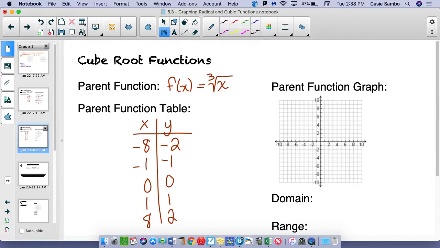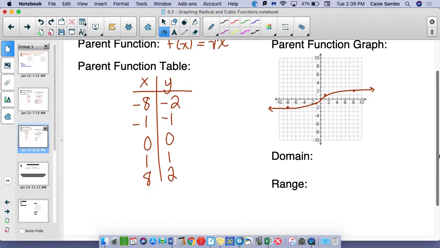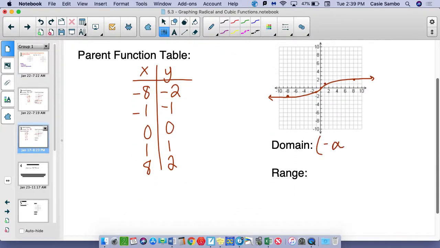Again, we'll graph them. So we've got negative 8, negative 2. Negative 1, negative 1. 0, 0. 1, 1. And 8, 2. Connect them. Domain is going to be all real numbers, so negative infinity to infinity, because it goes forever in either direction. It also goes forever from bottom to top. So again, all real numbers or negative infinity to infinity.